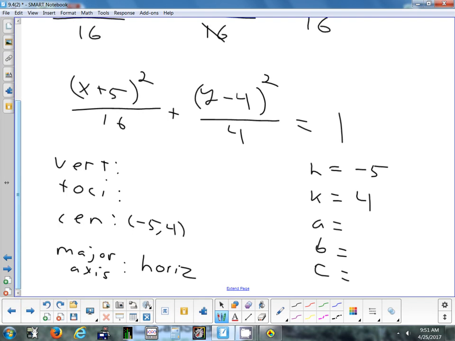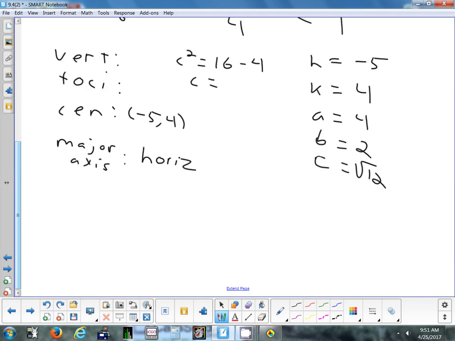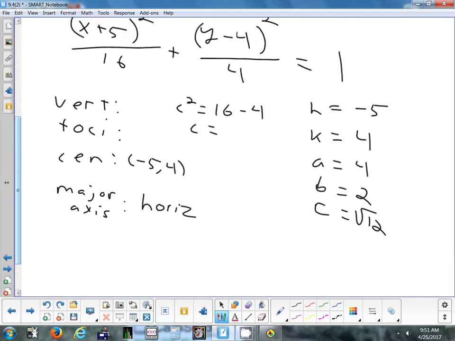It's important we get that right because everything else we do is going to be based off that coordinate. How about, let's see, A. What's A here? 4. B? 2. And then C would be C squared equals A squared minus B squared. Square root of 12. All right. I'm just going to move that.